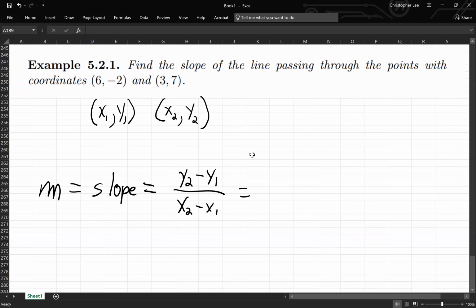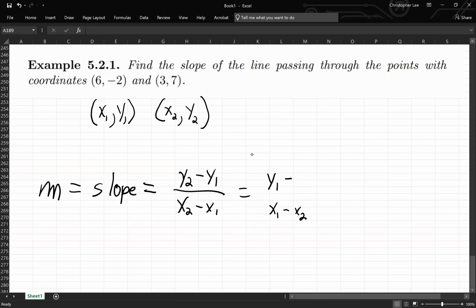Just plug it in. It can work if it's backwards, it doesn't matter. This is the same thing too. If you wrote it like this, y1 minus y2 over x1 minus x2, you get the same answer. The working out of it would be different, but the answer would be the same, right?